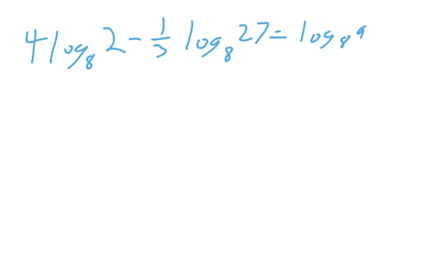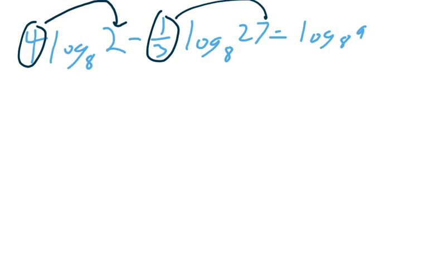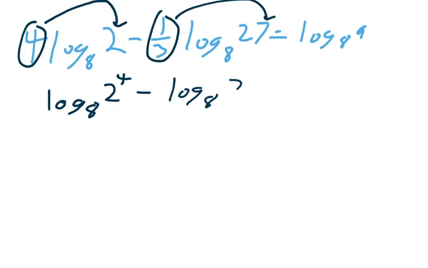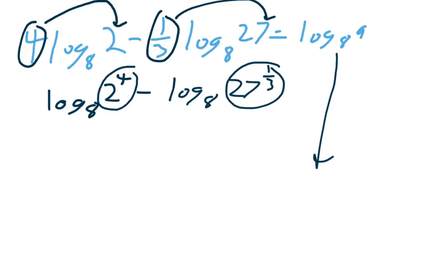Alright, for problem number 8a, I'm going to try and get this down to the point where I have my logs in one place, so I'm going to start out by moving these to be exponents. Since I'm not doing anything to the other side, I'm not really going to have to write anything down over there. I'm just going to sort of move this down as we go along. And so 2 to the 4th power and 27 to the 1/3 power are 16 and 3.